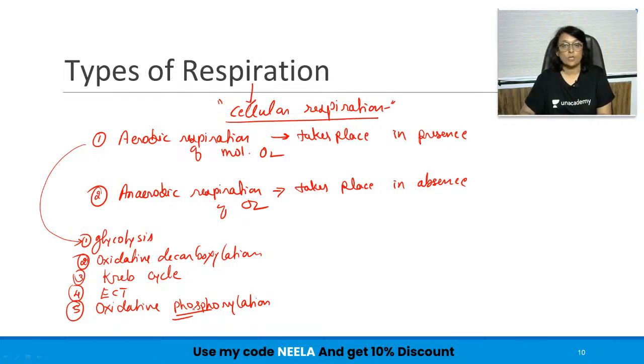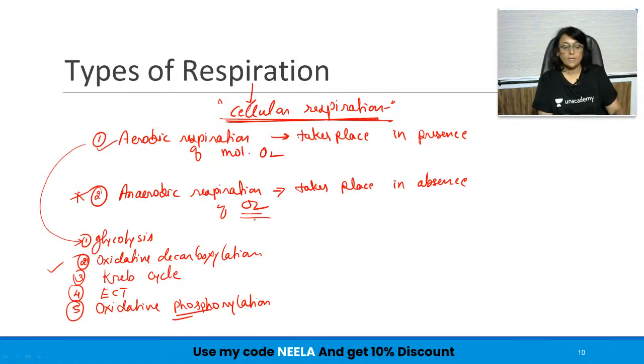We have started a new chapter in plant physiology, that is respiration in plants, and when we are talking of respiration here, we mean cellular respiration, that is breakdown of glucose inside a cell. Now if it takes place in presence of oxygen, we call it aerobic, and these are the 5 steps. This we will take up starting from the next class, and today we will be talking about only anaerobic respiration, that is in absence of molecular oxygen.